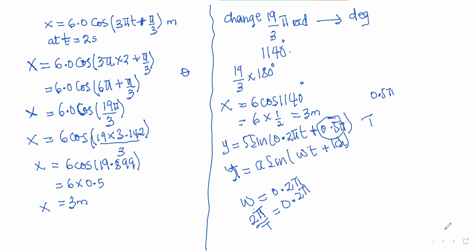The last question says that we have to find the velocity. Velocity is equal to the rate of change of displacement with respect to time, meaning that to get the velocity, we must differentiate the displacement equation which was given to us, 6.0 cos 3 pi t plus pi on 2.